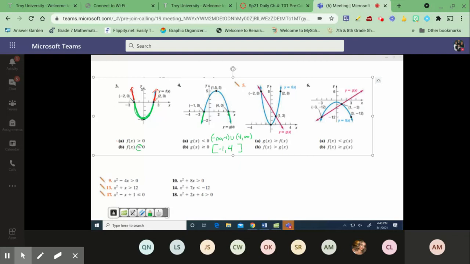All right, on this one right here, my g of x is my linear, my red line. My f of x is my blue. So I want to know, when is g of x greater than f of x? When is my red line greater than my blue line? What do you think?